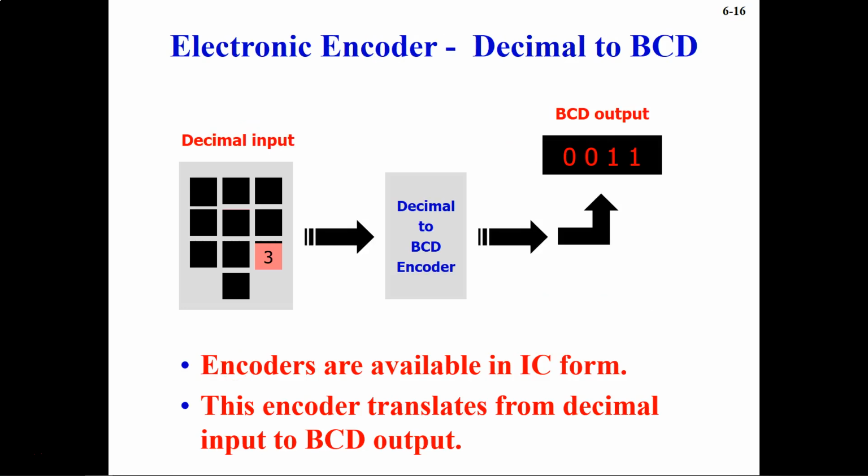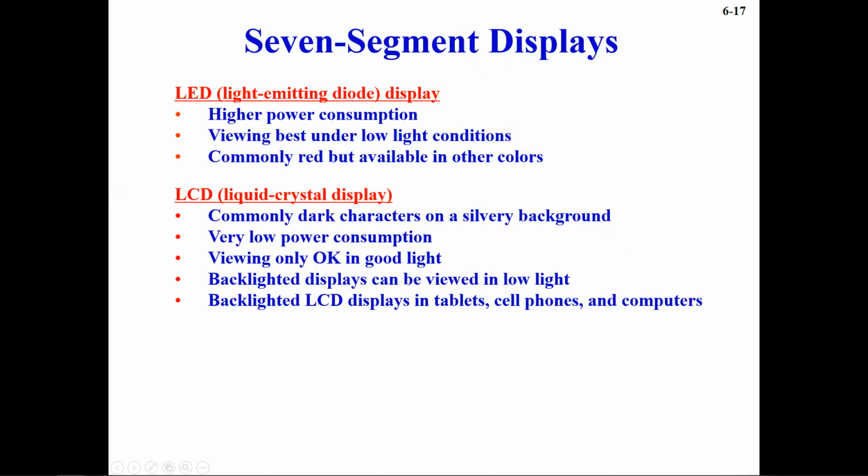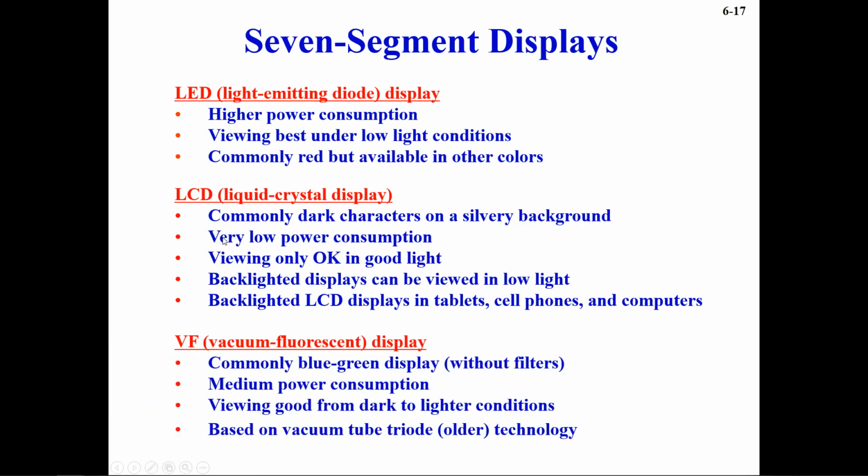These encoders come in IC form, and we will be using encoders in our laboratory experiments. You will also learn about how the truth table works for an encoder in the next lecture. So far we know that encoders convert decimal to BCD, and at the output side we can use different types of displays. Now we are going to see some of the displays. Here we have 7-segment displays, and in 7-segment displays we have LED, LCD, and vacuum fluorescent display. So these are the 3 different types of displays.